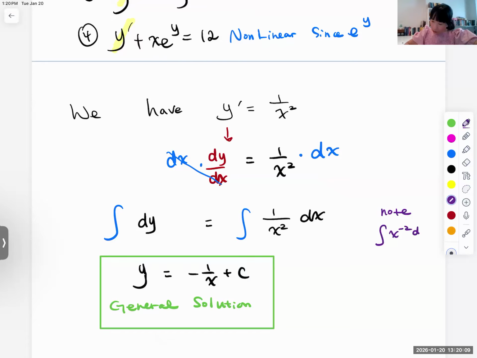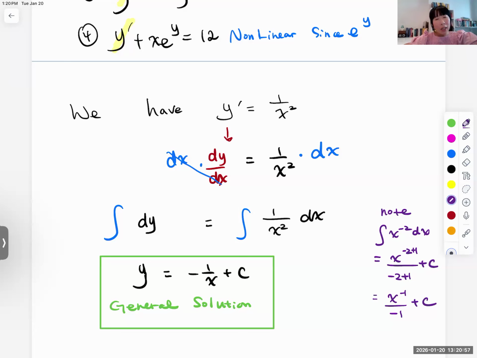x to negative 2. Then subtract 1, hold on a second. Is it subtract? It's not subtract, right? It's add 1, right? Add 1 and divide by the new power. That's how we do it, right? That's how we get x to negative 1 over negative 1. Make sense? All right.